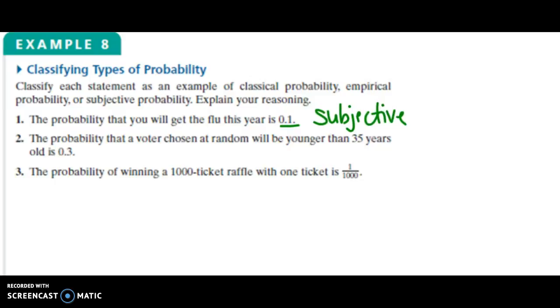Next one, the probability that a voter chosen at random will be younger than 35 years old is 0.3. I'd say most likely what they did is they surveyed voters and their age groups, just like in example 7. That was an example of empirical probability. And finally, the last one, the probability of winning a 1,000 ticket raffle is 1 out of 1,000. That right there is good old classical probability. The reason is there are 1,000 tickets, you have one of them, 1 out of 1,000. That's classical probability.